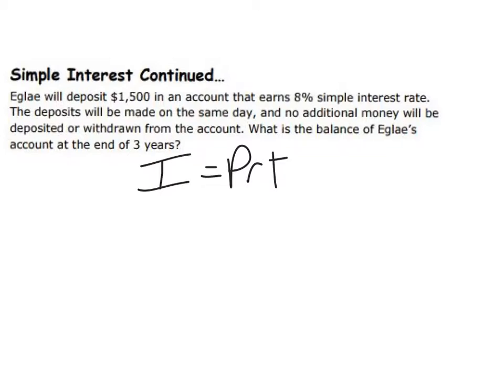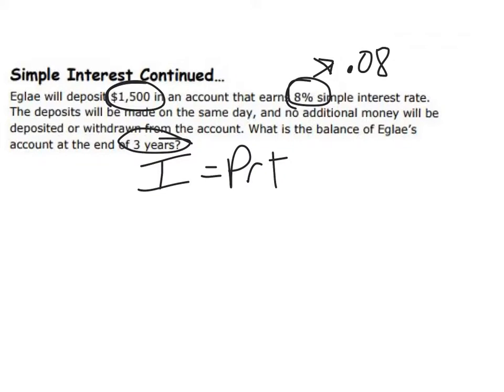So let's go ahead and read the problem. It says Eagle A would deposit $1,500 in an account that earns 8% simple interest rate. The deposit will be made on the same day and no additional money will be deposited or withdrawn from the account. What is the balance of Eagle A's account at the end of 3 years? So we know that the principal is going to be $1,500. The rate is 8%, but we have to change it to a decimal, so that's going to be what? 0.08. And then the time is 3 years.